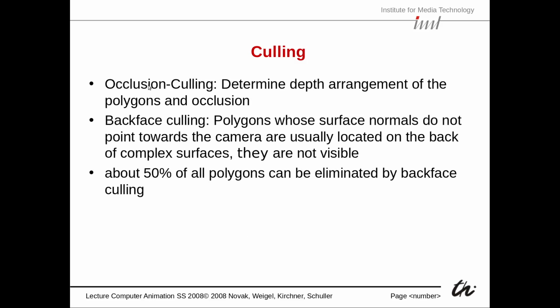Yeah, so then we have the occlusion culling, determine the depth arrangement of the polygons and occlusion. So for the backface culling, we have polygons whose surface normals do not point towards the camera, and they are usually located on the back of complex surfaces, so they are not visible. And that means about 50% of all polygons can be eliminated by the backface culling because they are pointing away from the camera.